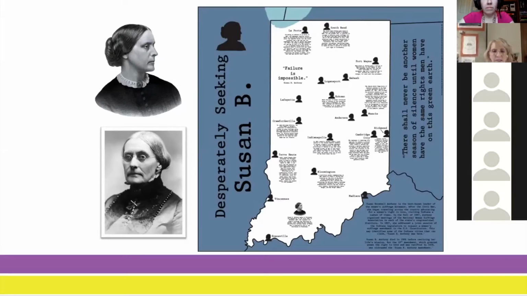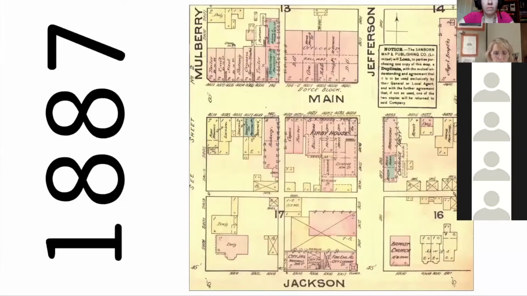Anthony came to Muncie, that was one of her stops on the tour. She had a committee that actually picked her up at the train station, and she stayed at the Kirby Hotel, which you can see right in the middle of this map. It's right on the corner of Main Street and Jefferson Street. And a lot of these places we're going to put on a walking tour of Muncie suffrage. So you can walk around Muncie.